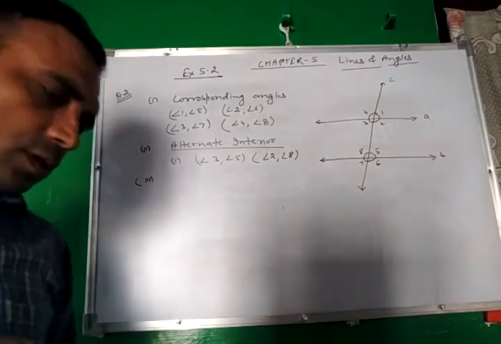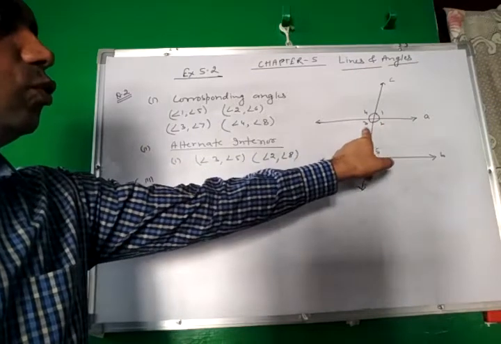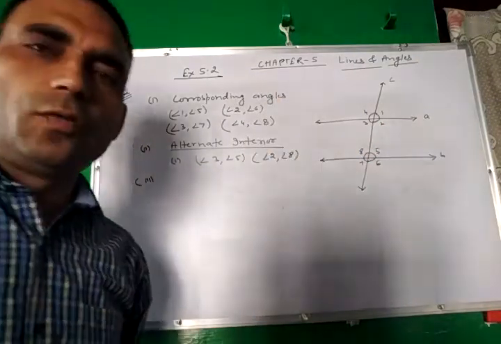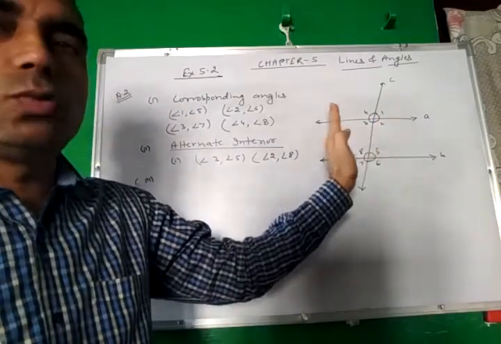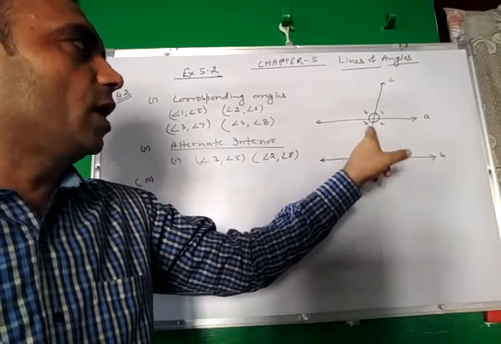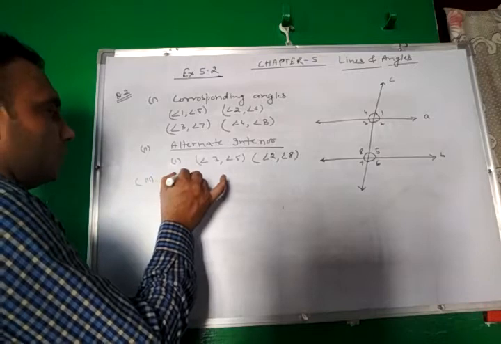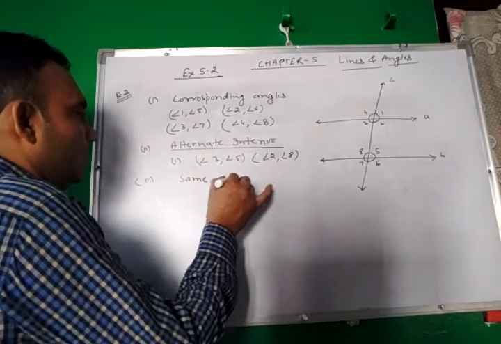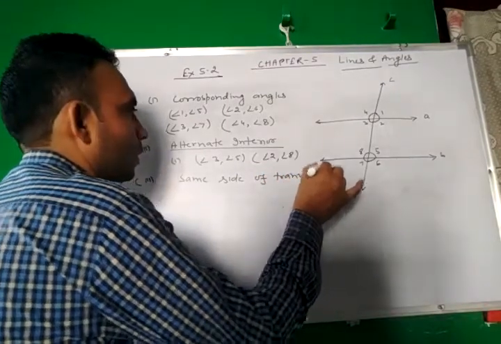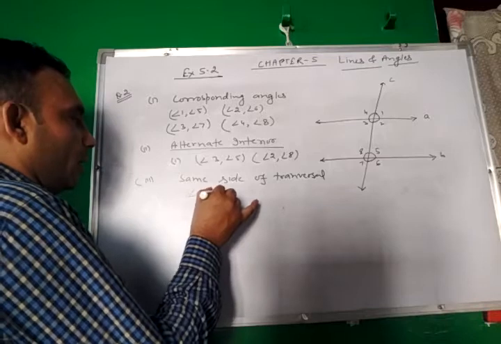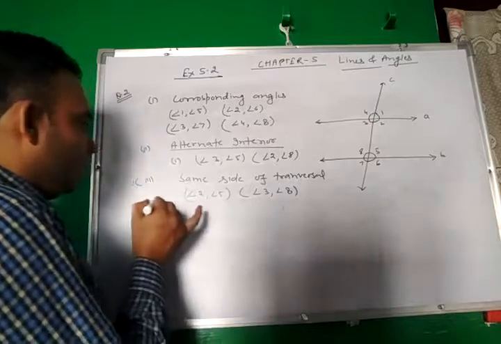The third one, the pairs of interior angles on the same side of the transversal. Interior angles are 2, 3, 5, 8. Two angles on the same side of the transversal, two on the right and two on the left. On the right, angle 2 and 5, and on the left, angle 3 and 8. So there are two pairs of interior angles on the same side of the transversal: angle 2 and angle 5, and angle 3 and angle 8.